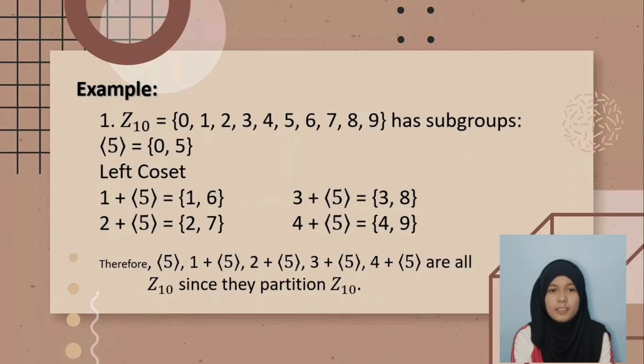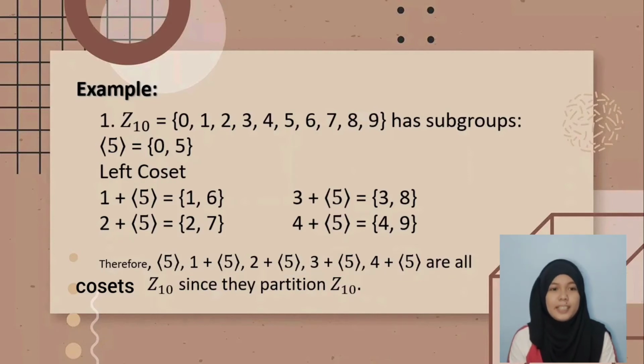So, let's move on by adding 2, 3, and 4 respectively. In adding 2, we will get the elements 2 and 7 using the same process. In adding 3 to the subgroup generated by 5, we will get 3 and 8. And by adding 4 to this subgroup, we will get the elements 4 and 9. Therefore, the subgroup generated by 5 added to 0 to 4 respectively are all cosets of Z sub 10 since they partition Z sub 10.